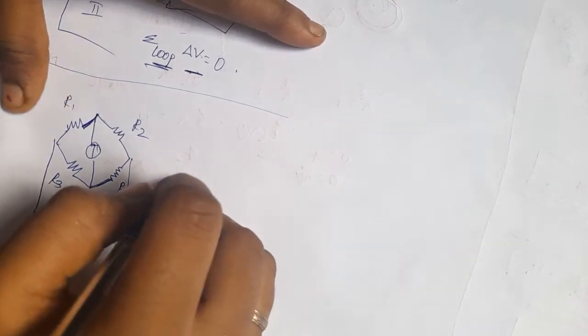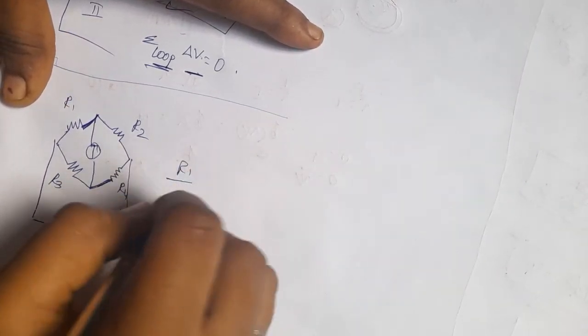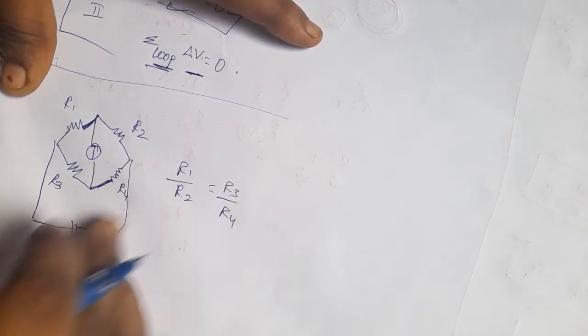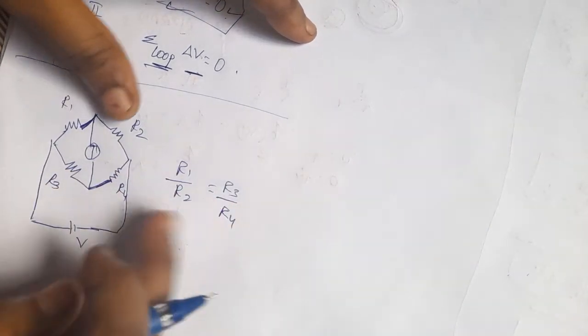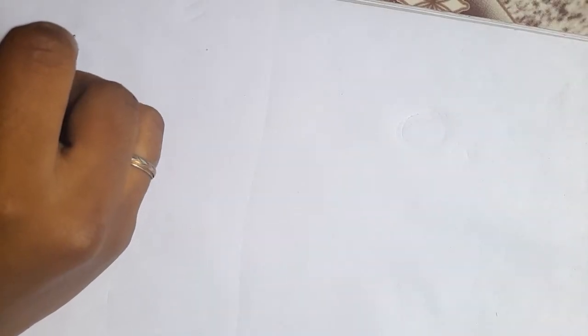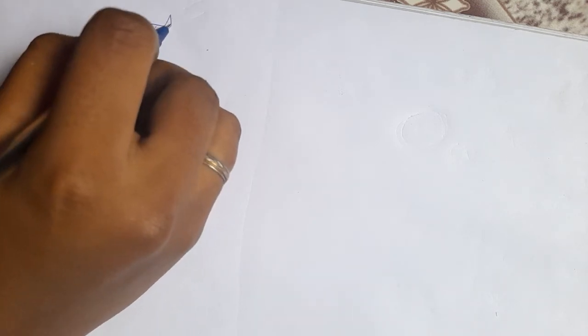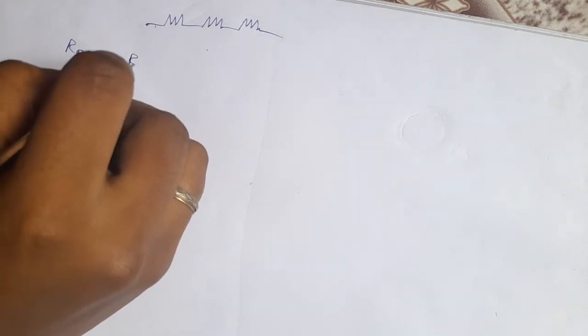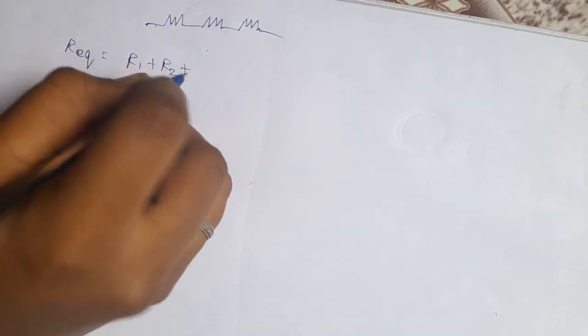There is one famous relation here, that is R1 upon R2 is equal to R3 upon R4. This is the main relation we are using for Wheatstone bridge related questions. Okay, so the next one: if we have multiple resistances added in series, then the equivalent resistance is simply the sum, that is R1 plus R2 plus R3.